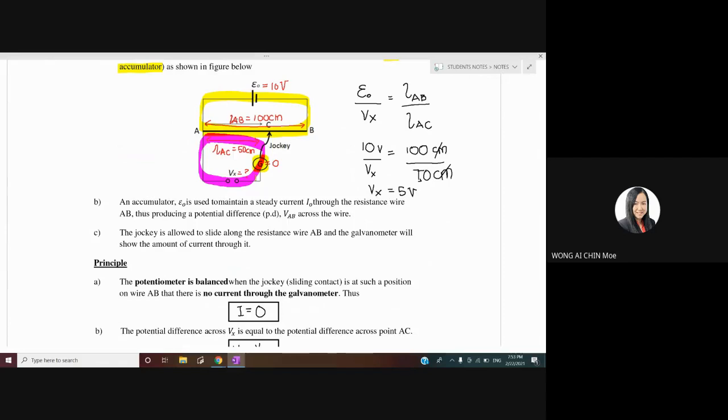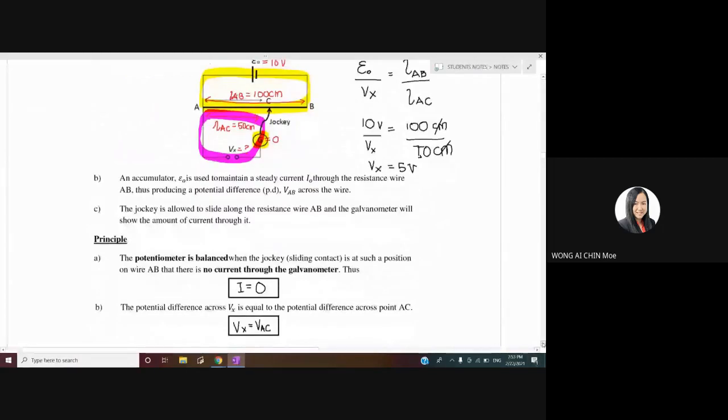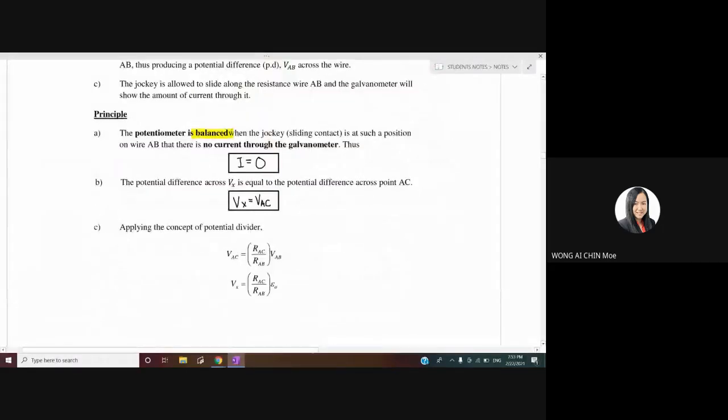When the galvanometer equals 0, this is the point where the currents for both are the same. We'll continue with the principle. The potentiometer is balanced, meaning equilibrium, when the jockey sliding contact is at such a position on the wire AB that there is no current through the galvanometer. When balanced, the potential difference across the bigger loop and the smaller loop are the same, so there is no potential difference between them. Therefore the current equals 0 because no current is flowing through, and our galvanometer shows 0.